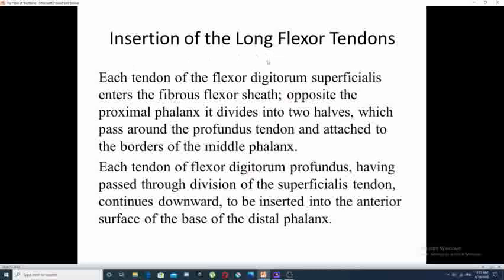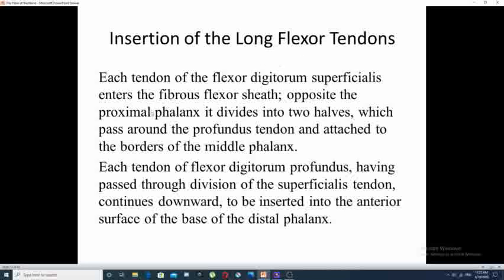Insertion of the long flexor tendons. An important note: long flexor tendon refers to the tendons of the flexor muscles to the medial four fingers, which means the tendon of the flexor digitorum superficialis muscle and the tendons of the flexor digitorum profundus muscle, and the flexor tendon of the muscle of the thumb, which means flexor pollicis longus.